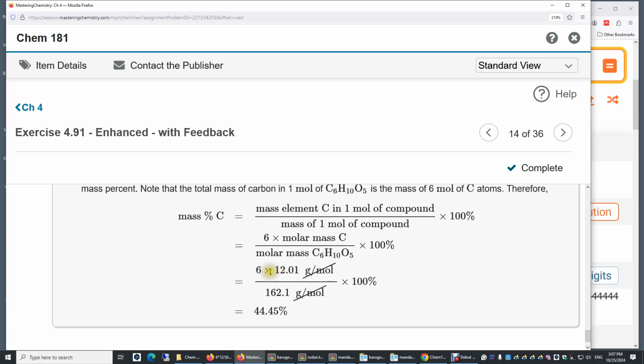Again, on top it's 6 times 12 for carbon. When you look at the bottom, 162, it's 6 carbon, 10 hydrogen, and 5 oxygen.